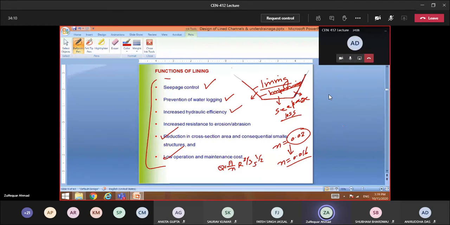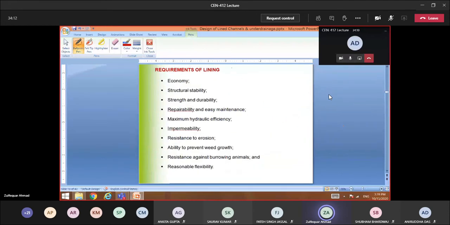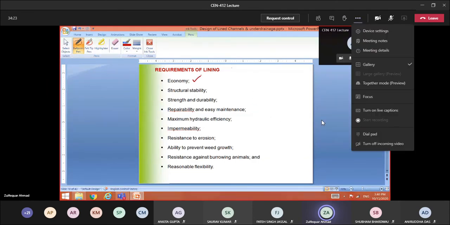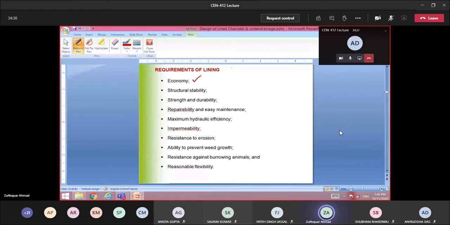This is again a general thing that I want to discuss with you: the requirement of the lining. Of course, you have to see the economy of that. While selecting the type of lining, you have to check what materials are available there, and which one will be the best lining. Then, from the structural stability, you have to check the strength and durability, which one will be more durable and have more strength.